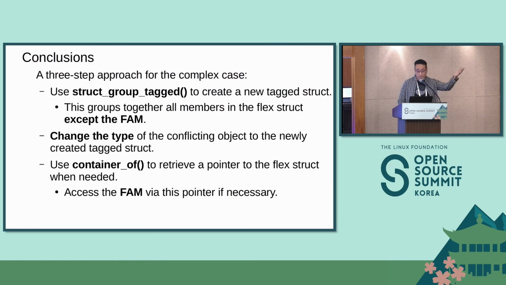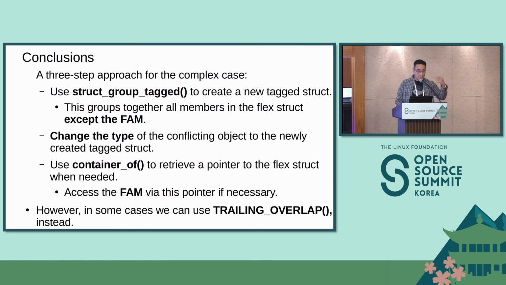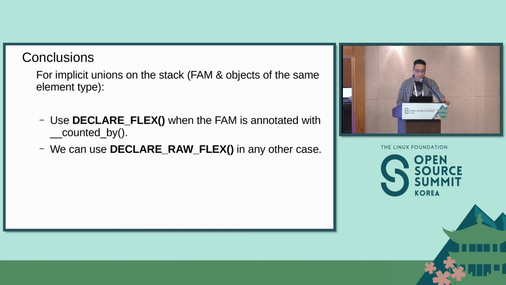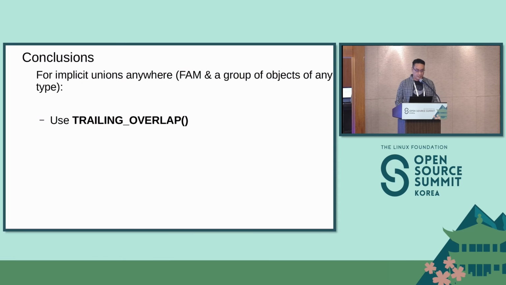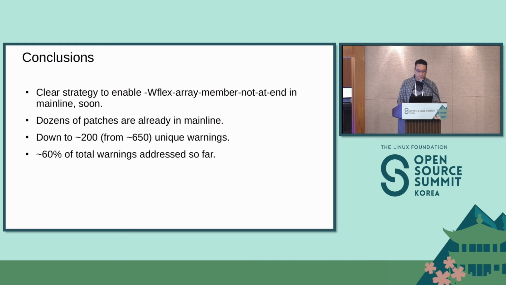Some conclusions, well, we have a three-step approach for the complex case. We can use struct_group_tagged, and we use container_of, and with container_of, we can access the flexible array member. However, in many cases, it is better to use TRAILING_OVERLAP. For these problems on stack, we can use DECLARE_FLEX or DEFINE_FLEX. DEFINE_FLEX is going to be used when we have annotated the flexible array member with the counted_by attribute. And for all other cases, just use TRAILING_OVERLAP.